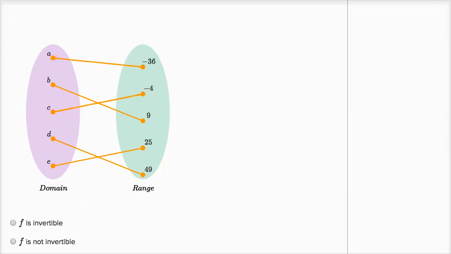So this is very much invertible. One way to think about it is this is a one-to-one mapping. Each of the members of the domain correspond to a unique member of the range. You don't have 2 members of the domain pointing to the same member of the range. Anyway, hopefully you found that interesting.